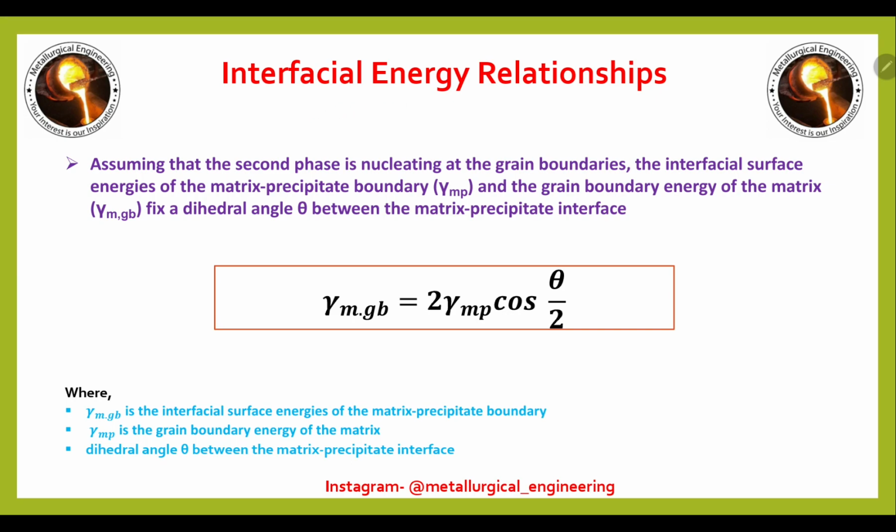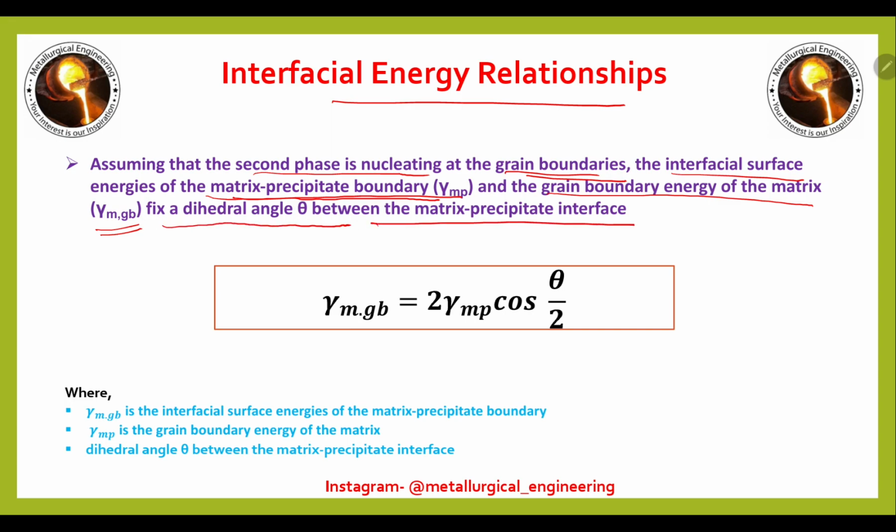Now we will see the interfacial energy relationships. In this, assuming that the second phase is nucleating at the grain boundaries, and the interfacial surface energies of the matrix precipitate boundary and the grain boundary energy of the matrix, that is gamma GB, and this is the matrix precipitate boundary, so gamma MP. And this is fixed at a dihedral angle theta between the matrix precipitate interface. So the formula will be gamma matrix and grain boundary is equal to 2 gamma matrix precipitate.